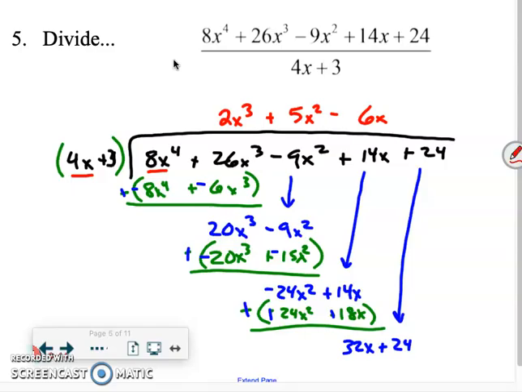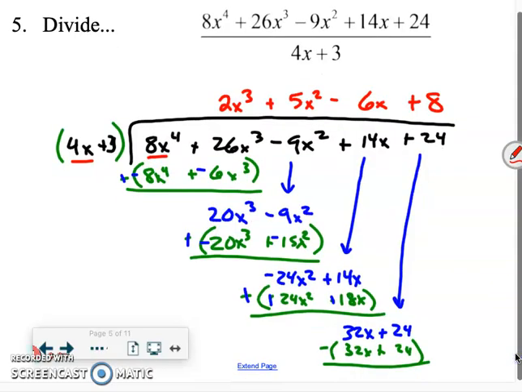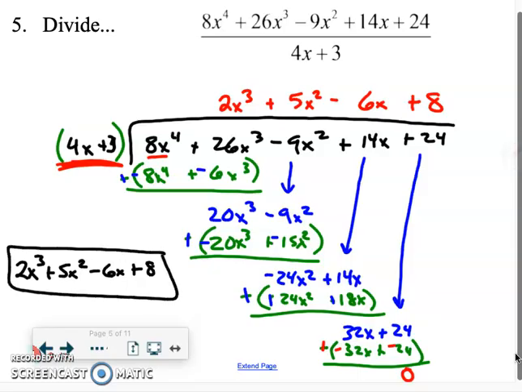So one more time here, 4x goes into 32x, we would say 8 times. So now when I multiply, this time we're going to get 32x plus 24. Remember that we are subtracting, which means that we're going to add the opposites, and we're going to end up with 0, which is great news because that means that there's no remainder. Should there have been a remainder, we just simply put the remainder over my divisor, and we'd have it. But my final answer here is 2x cubed plus 5x squared minus 6x plus 8.